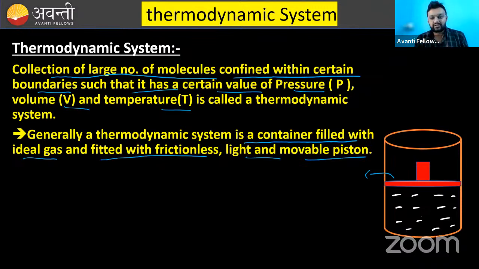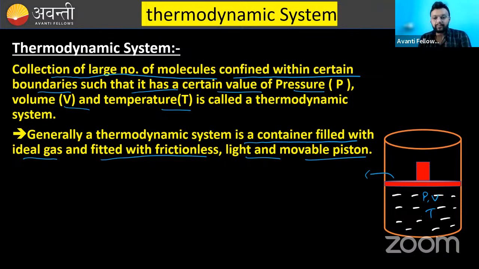Now remember, listen to me very carefully. What is a thermodynamic system? A container filled with ideal gas, fitted with a movable, light, and frictionless piston. That's it. That's our thermodynamic system. And if a gas is filled here, it will have some pressure, volume, and temperature. That's not a big deal. Pressure, volume, and temperature, PVT. There may be certain values of PVT.